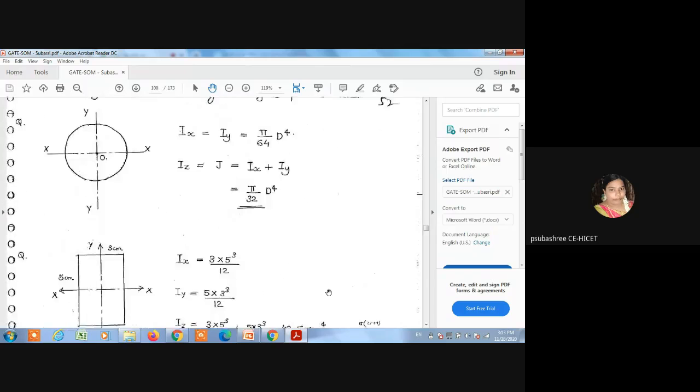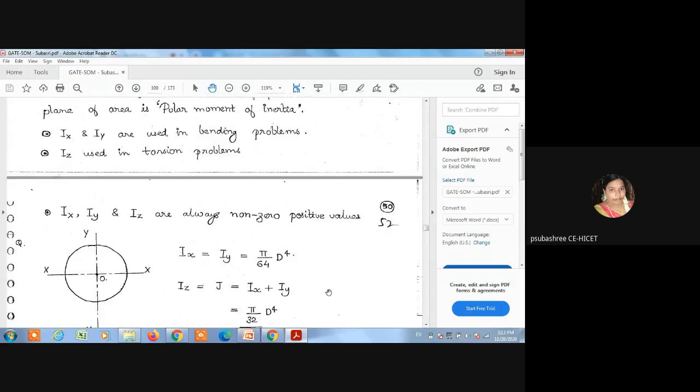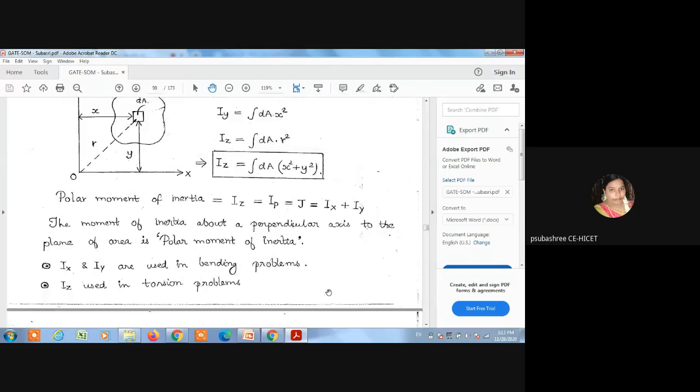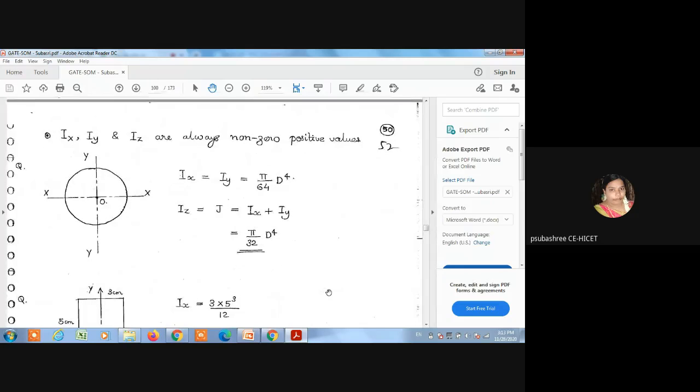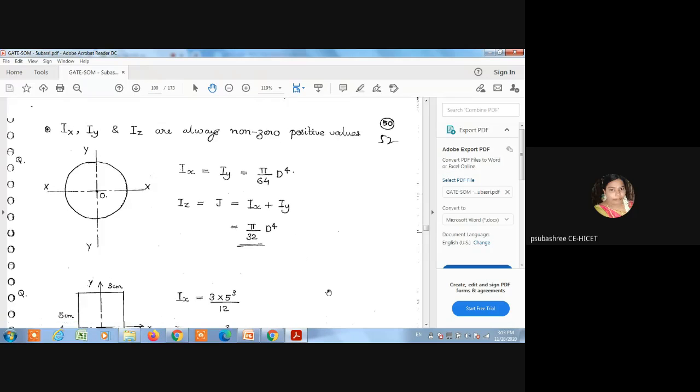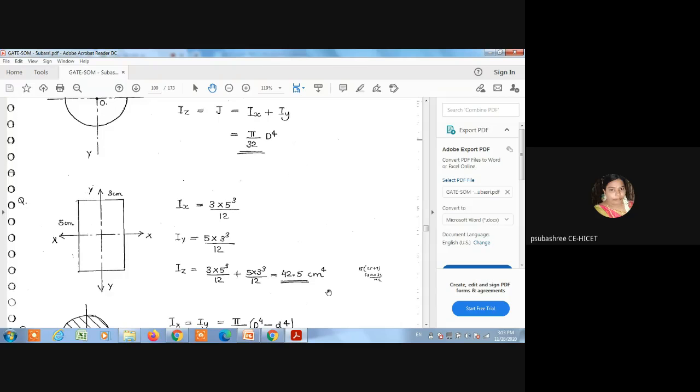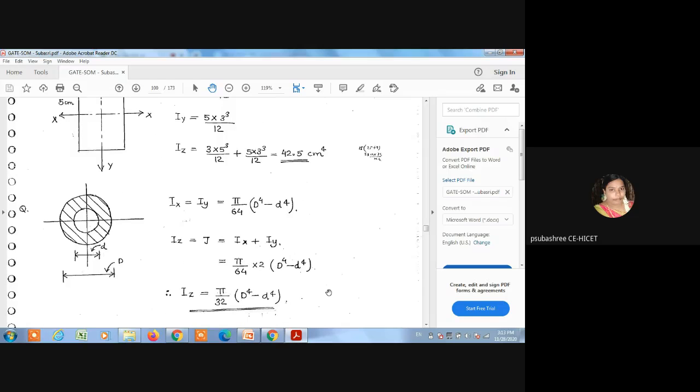First, you should know the formula for moment of inertia for various cross sections. The first one is the circular section. What is the formula for moment of inertia? The capital I is equal to pi by 32 d power 4. Second, rectangular section: bd cube divided by 12. Then hollow circular: I is equal to pi divided by 32 into D power 4 minus small d power 4. Capital D means outer diameter and small d means inner diameter.